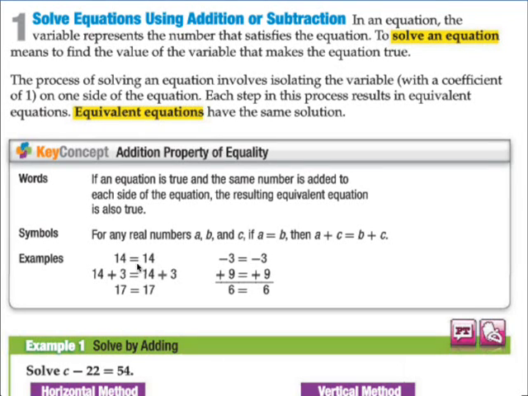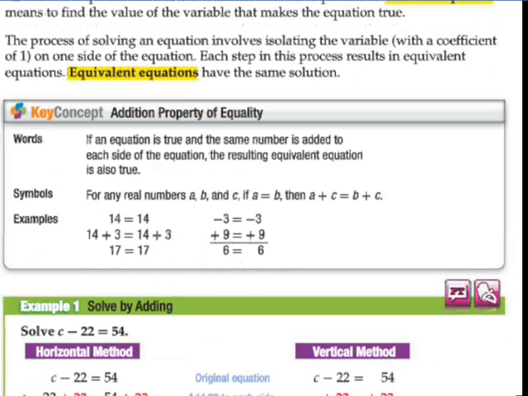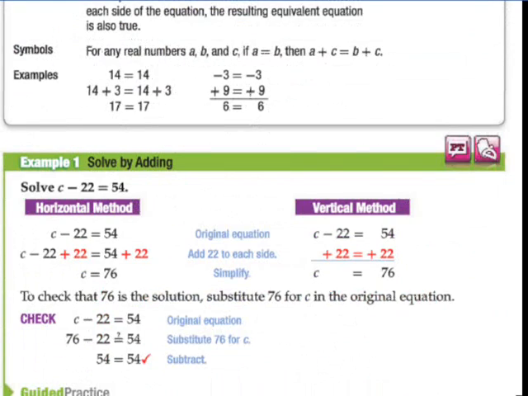Okay? If I add, for example, right here, if I have 14 on both sides of an equation, 14 equals 14, I add 3 to both sides, it's still 17 equals 17. It's still a true statement, okay? So as long as I do the same thing to both sides, I'm good to go.